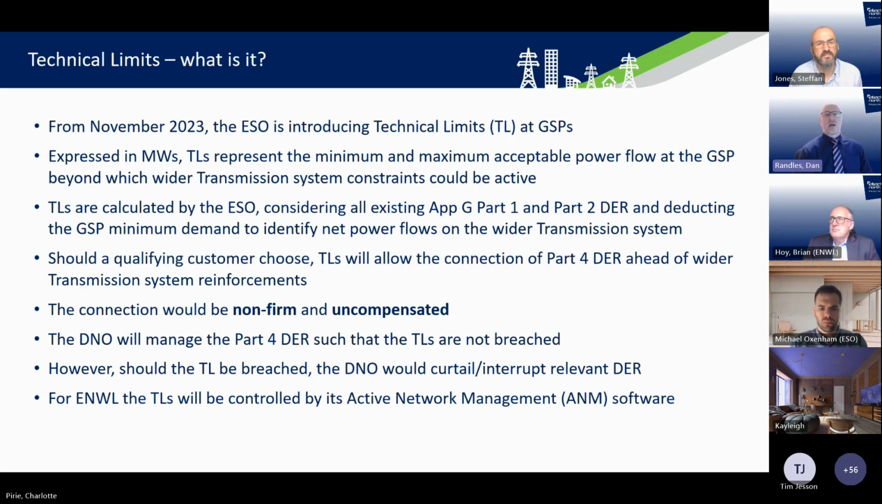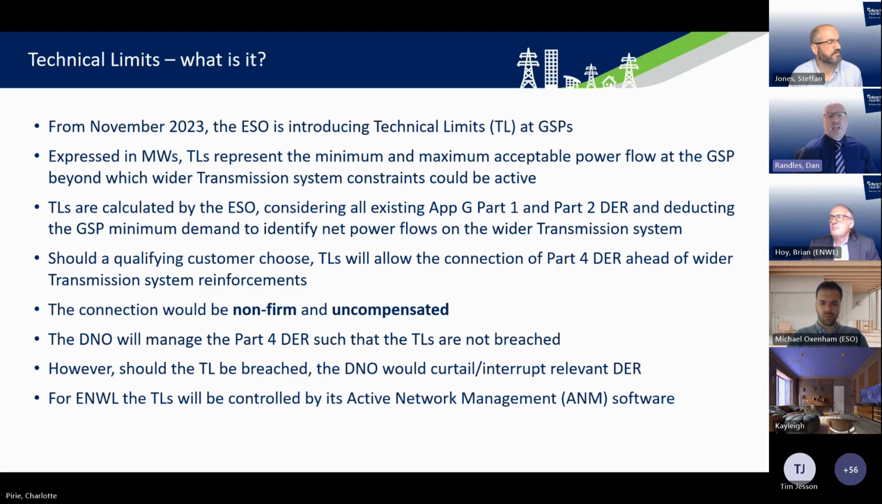So technical limits, what is it? Starting next month in November, the ESO will be introducing technical limits. We'll be making these available to all DNOs at qualifying GSPs. They're essentially a megawatt value or megawatt values, and they represent the minimum and maximum operating envelope at a particular GSP. So these are the power flows across those transformers, the minimum and maximum at any particular point in time at that GSP.